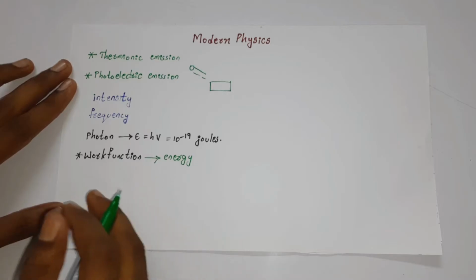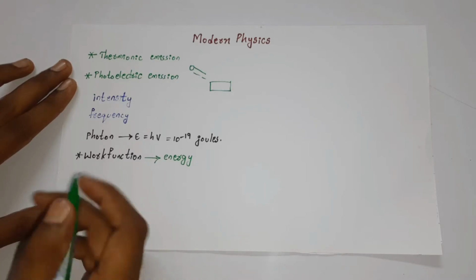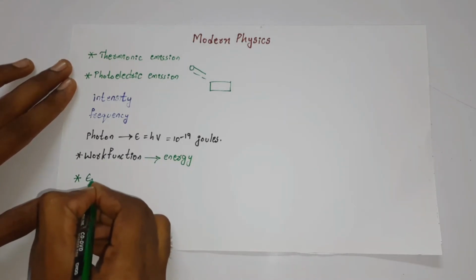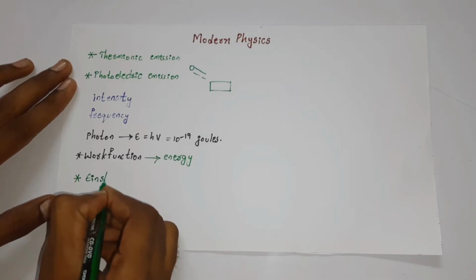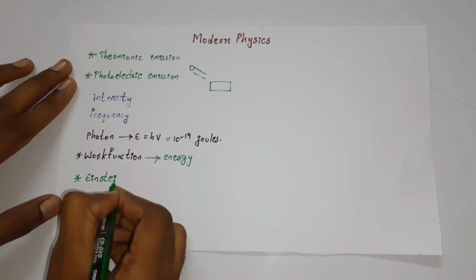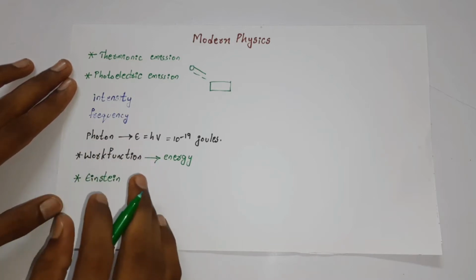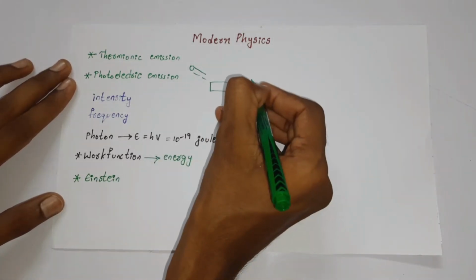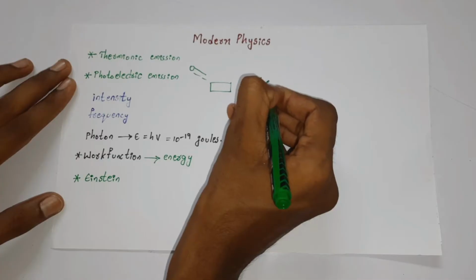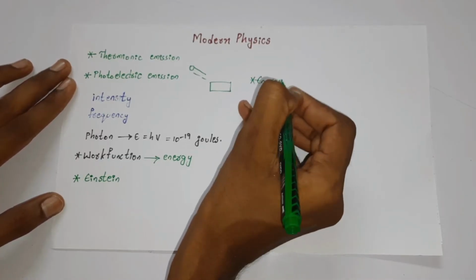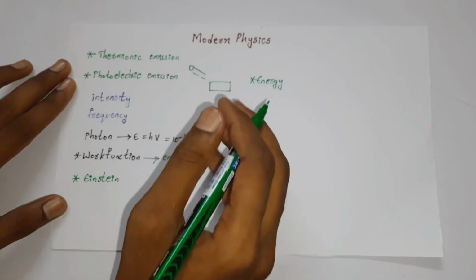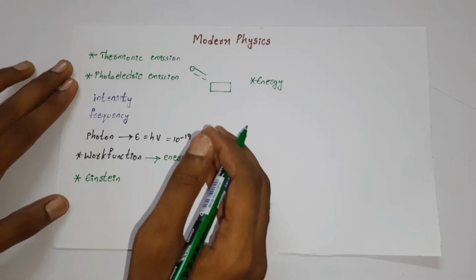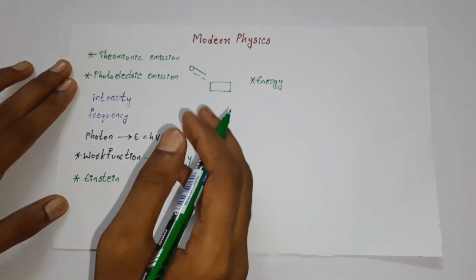The photoelectric effect is explained by Einstein. According to Einstein, the energy of a photon is used in two different ways. One is the photoelectric work function, which is the threshold energy required by the radiation to make electrons free from the metal surface. So that is the one way.